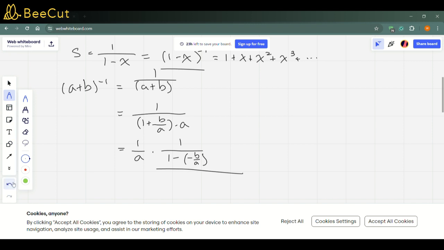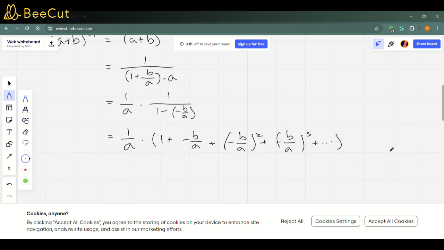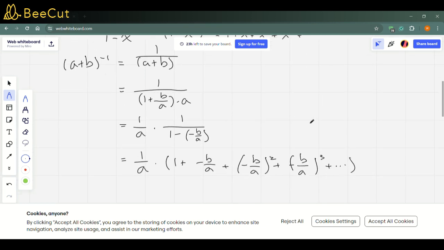So all we need to do now is let this negative b over a be x. So we have 1 over a times 1 plus negative b over a plus (negative b over a) squared plus (negative b over a) cubed, so on and so forth. Now note that this is an infinite expansion, so this does go on forever. But this is your general term for negative exponents.